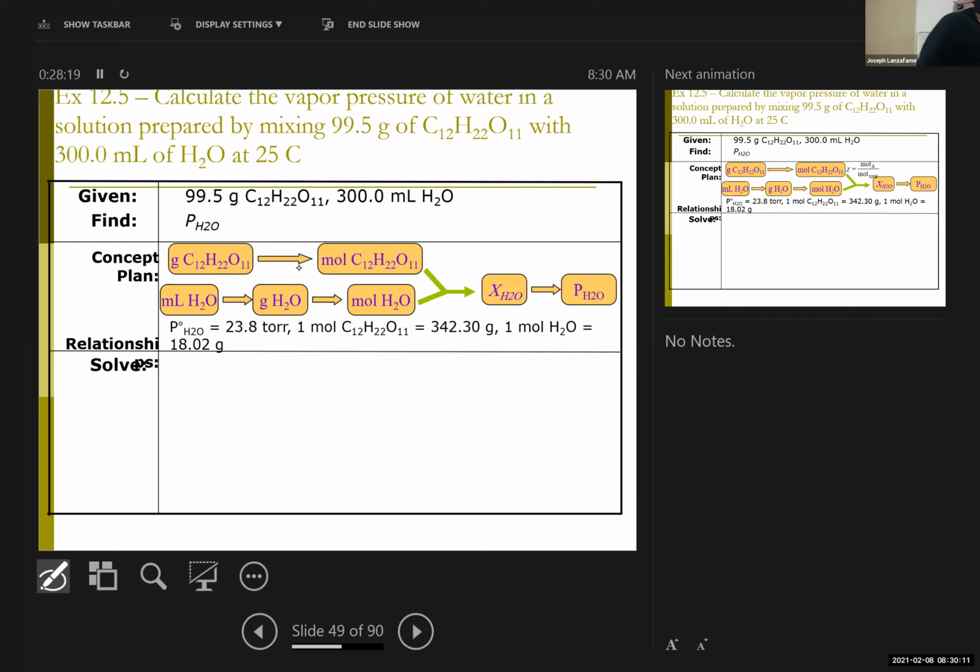And then I also need the vapor pressure of pure water, because again, my solution has its vapor pressure reduced based on the relative amount of solute and solvent, but it's reduced from the pure solvent. And so if I go to the internet or the textbook or phone a friend, the vapor pressure of water at 298 kelvins is 23.8 torr.